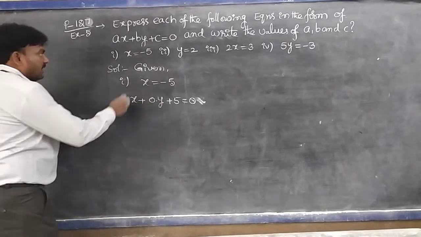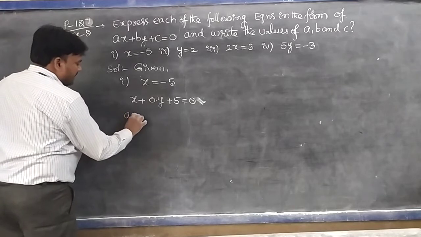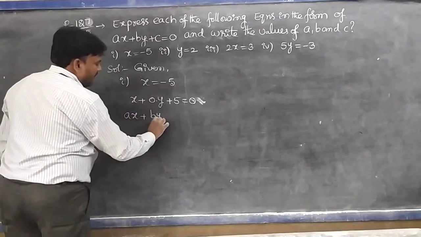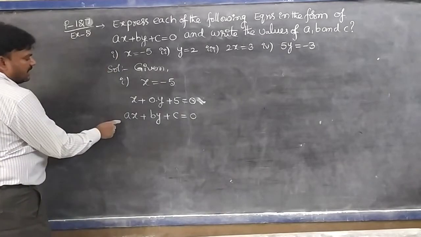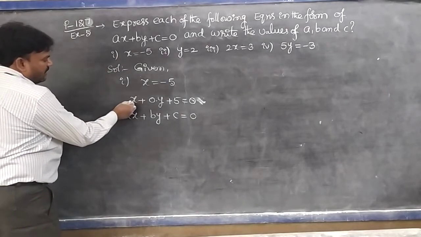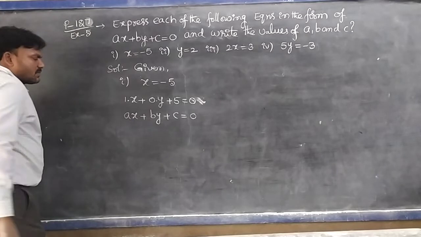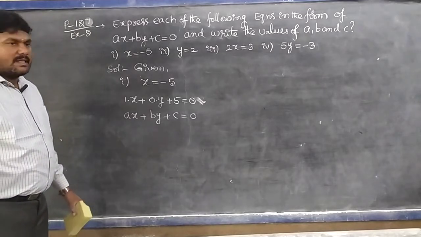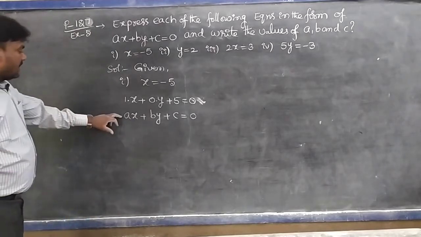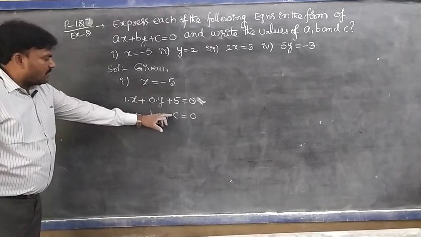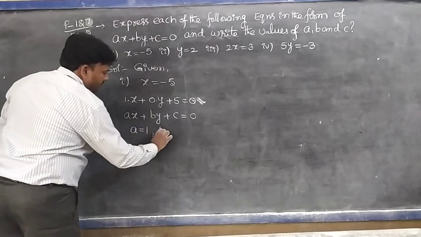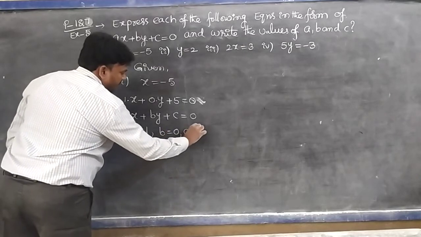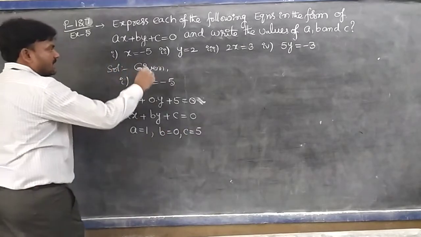Then comparison with the general form, that is ax plus by plus c equal to 0. Here before x it is 1 into x, students. 1 into x is nothing but x. So here a equal to 1, b equal to 0, c equal to 5. So a equal to 1, again b equal to 0 and c equal to 5. And go for the second problem.